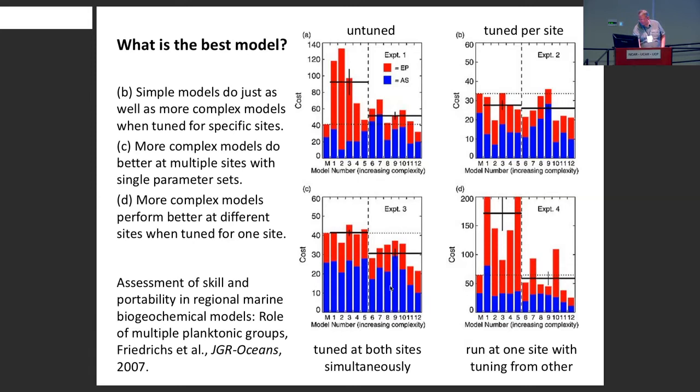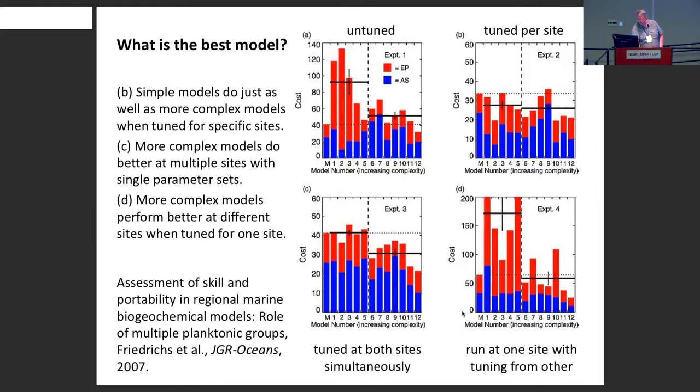And the reason why you would care about doing something like this, of tuning at both sites simultaneously, is that in CESM, we're trying to run the same parameters everywhere around the ocean globally. So we want to know that our model can work well in many different regimes with one set of parameters. So this would tell us for CESM, we want a more complicated model.